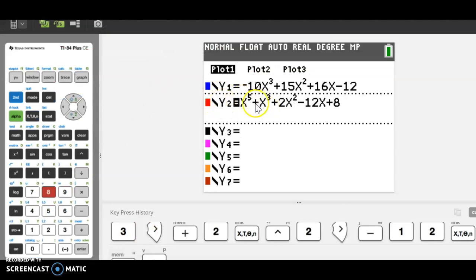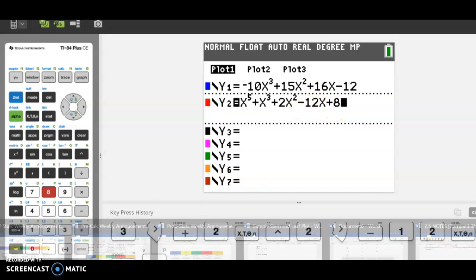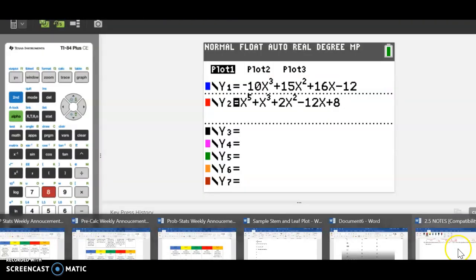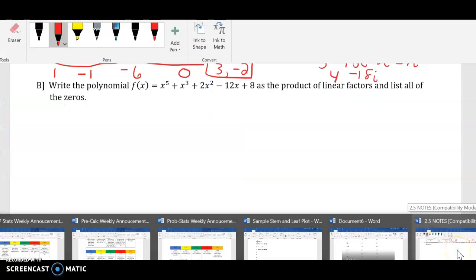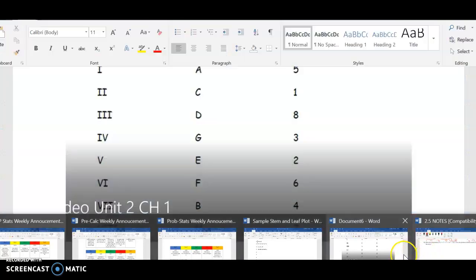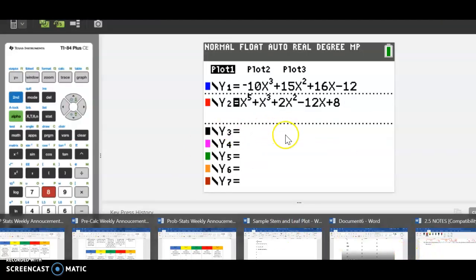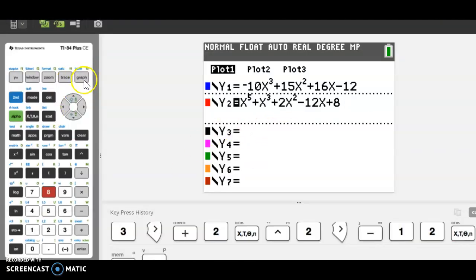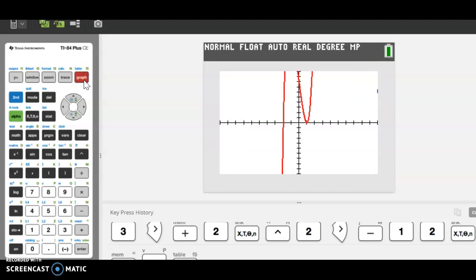So I go to the calculator, and I already have it pre-typed in. X to the 5th plus x cubed plus 2x squared minus 12x plus 8. Always double check to make sure that all your signs are correct. X to the 5th plus x cubed plus 2x squared minus 12x plus 8. Is that what I have? Yes. So we will graph that. And there's what our answer is.